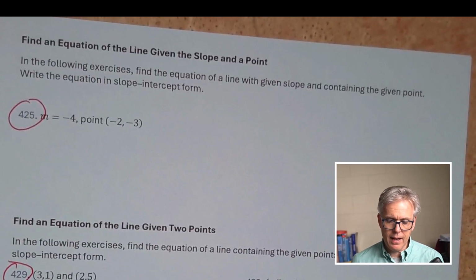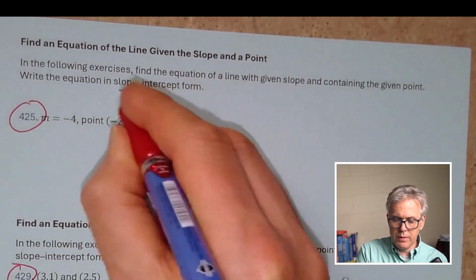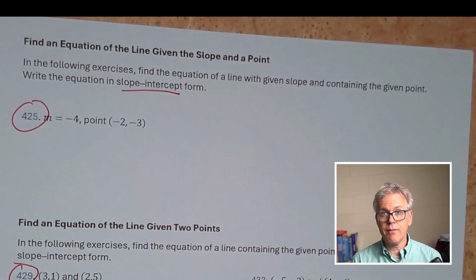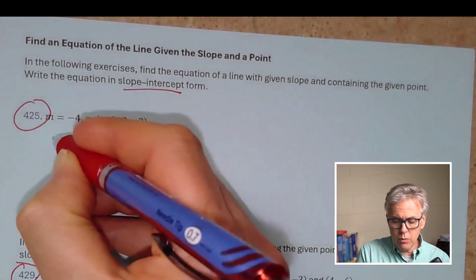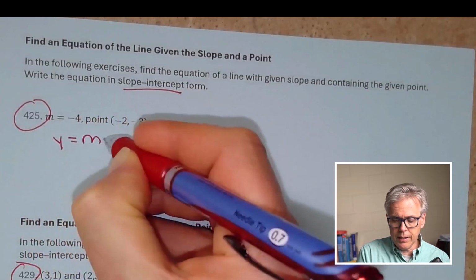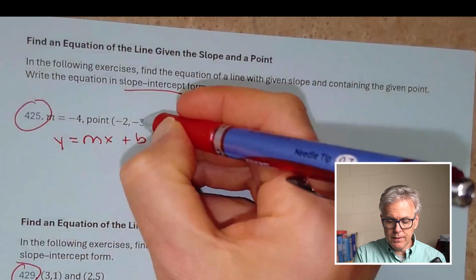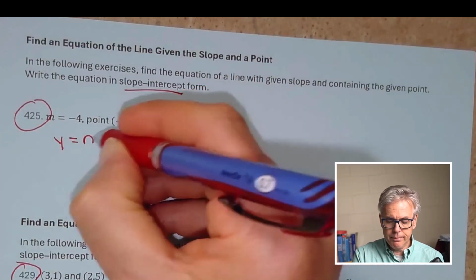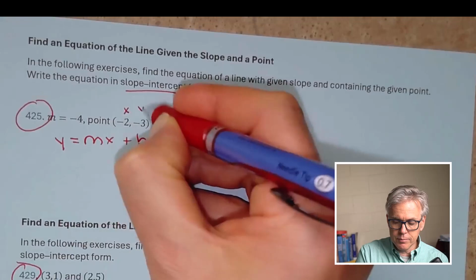Okay, how about 425? So in the following exercises, find the equation of the line with a given slope and containing the given point. Write the equation in slope-intercept form at the end. Okay, so we have two different methods to do this. At least two, we're just going to do two. So one way is to use the y equals mx plus b to do all this. So I'm given a slope, m, and I'm given a point. Here's my x and here's my y.